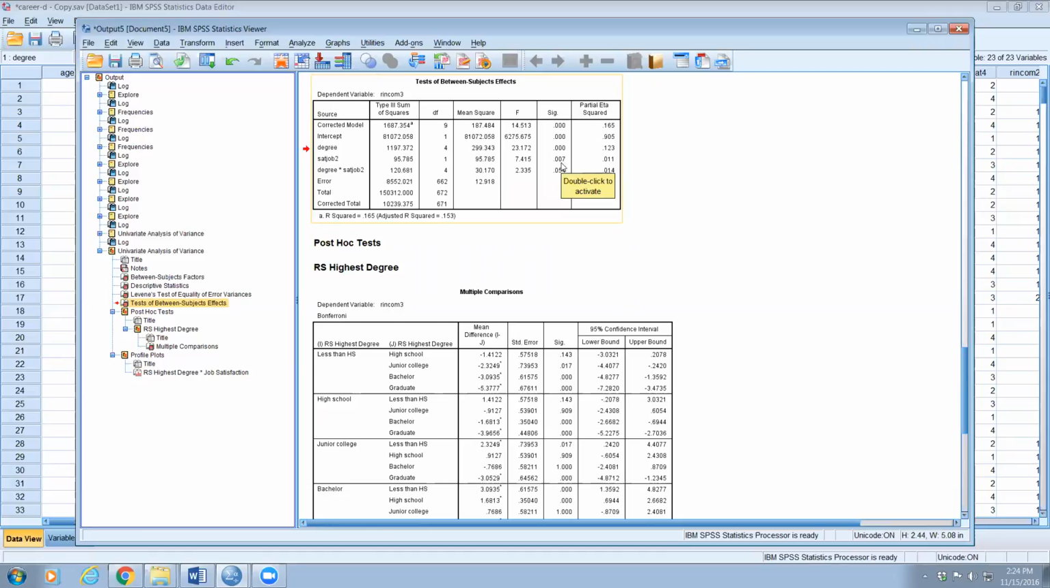So we can see that income does differ across different levels of degree and across employees who are satisfied and not satisfied. But one should also look at the partial eta square, which tells you how much variation in the income is being extracted by each of these factors. For example, degree is just extracting 12.3% of the variation in the income, while job satisfaction is extracting only 1.1% of the variances in the income.